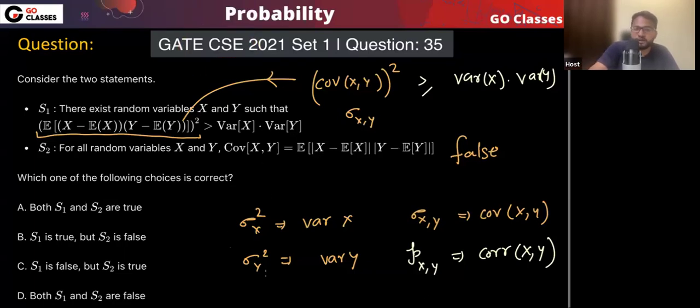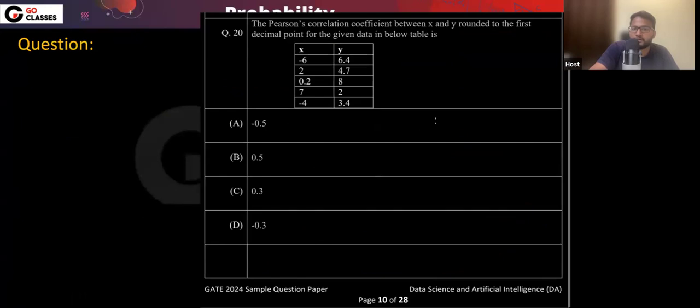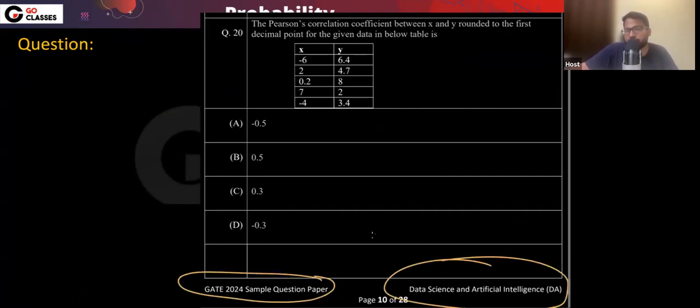So what is the answer here? I think both are false, right? So D is the answer. By the way, this is one question that was there in the sample paper of GATE 2024, GATE DA. This is the GATE DA sample paper.